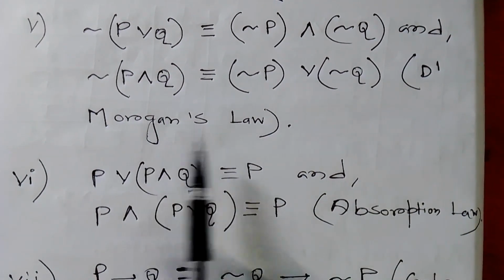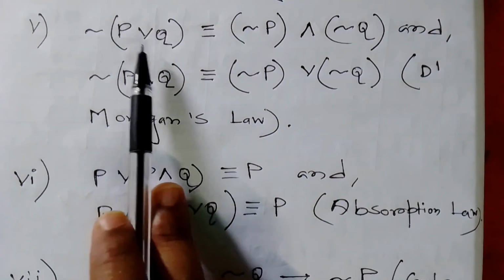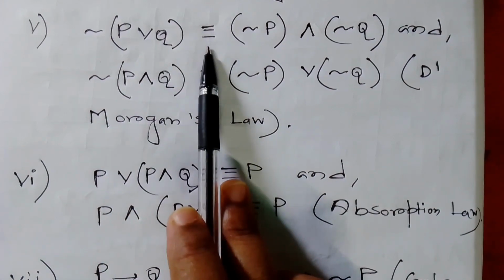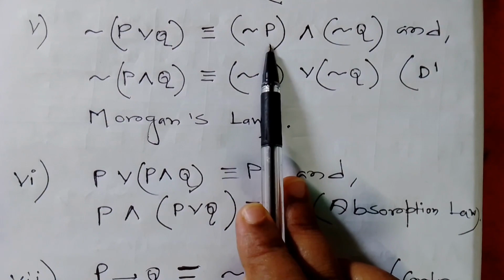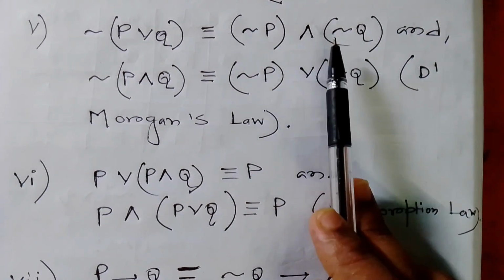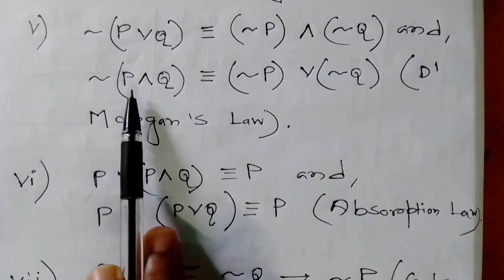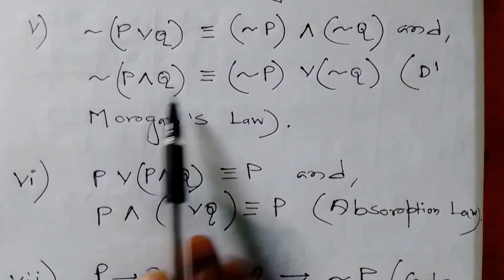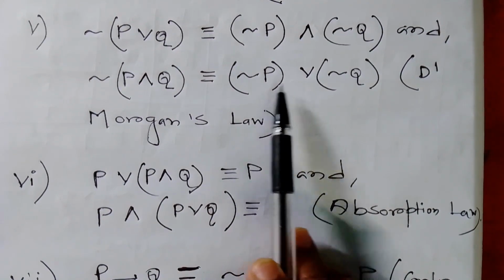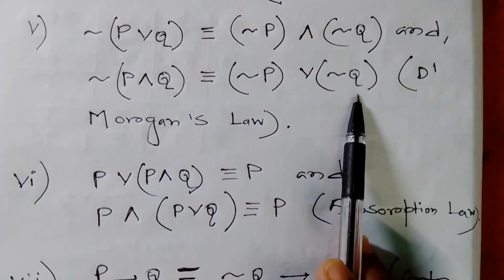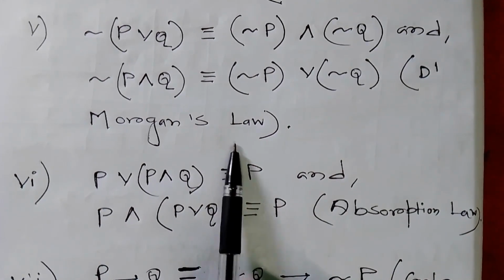Now it's De Morgan's law. Negation of (P disjunction Q) has logical equivalence with negation of P conjunction negation of Q, and negation of (P conjunction Q) has logical equivalence with negation of P disjunction negation of Q. So this is basically De Morgan's law.